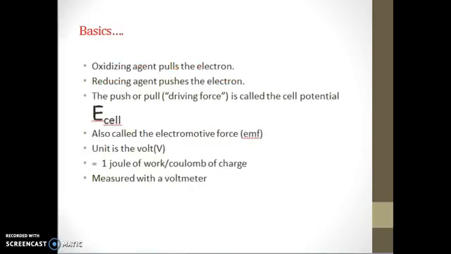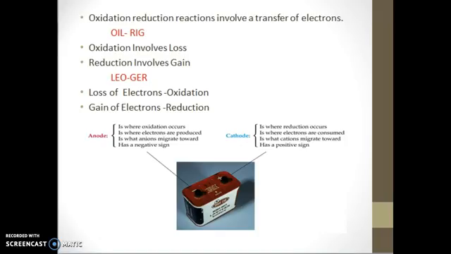Now, some of the basics of oxidizing agent and reducing agent. An oxidizing agent pulls the electron, a reducing agent pushes the electron. The push or pull driving force is termed E cell, also called the electromotive force. The unit for this force is the volt, which is equal to 1 joule of work per coulomb of charge, measured with a voltmeter.